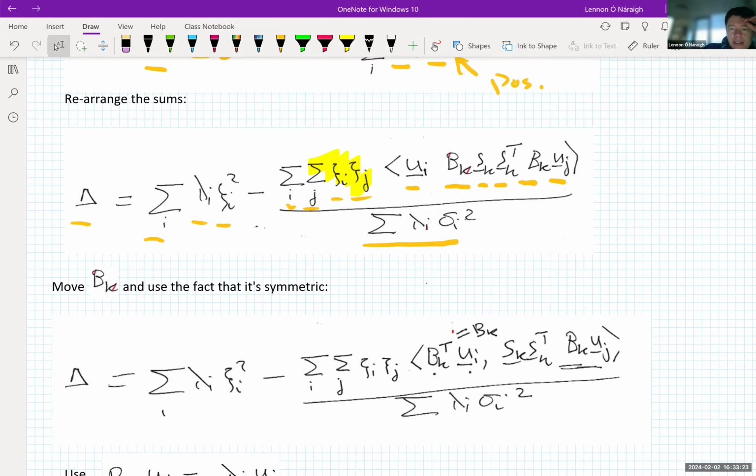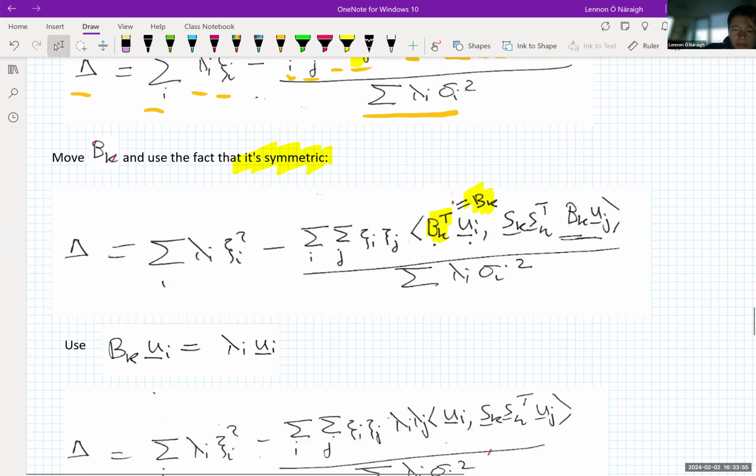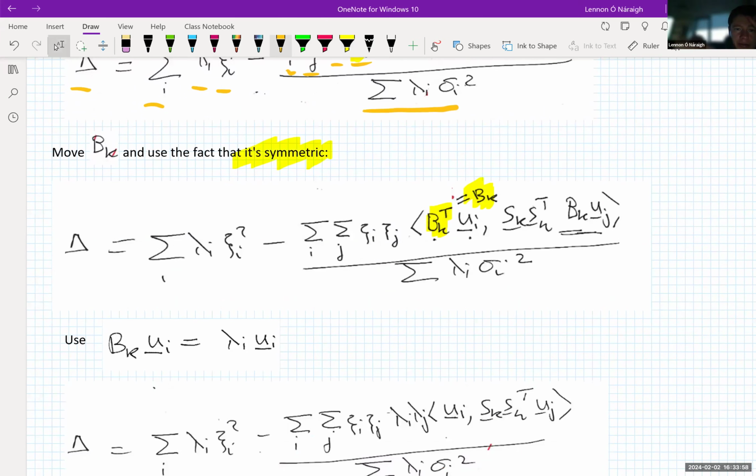So what I'm going to do next is, because I'm taking the scalar product of ui with bk, sk transpose bk, uj, I can have the bk act on the ui. But if I do that, I have to turn it into a bk transpose, which I've done here. But bk is symmetric, so it's the same thing as bk. So that's what I do here, a slight rearrangement.